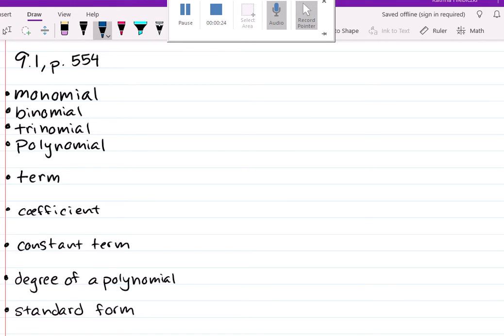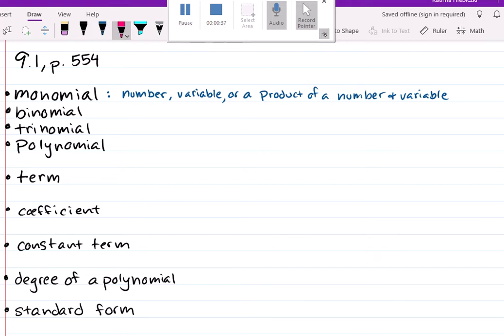A monomial is a number, variable, or a product of a number and a variable. It could also include more than one variable. A couple of examples here: one term would be 4x. Another monomial would just be the number 7. It could be negative 17xyz. Those are all three examples of monomials.